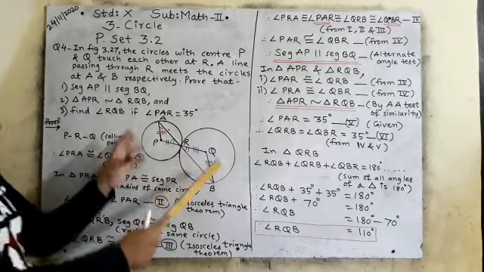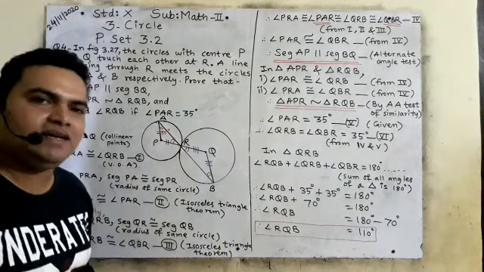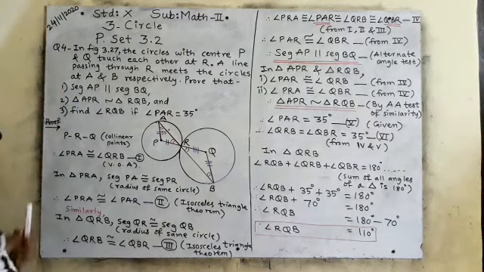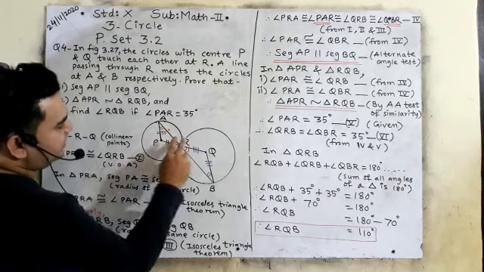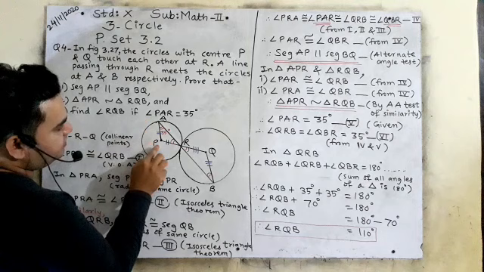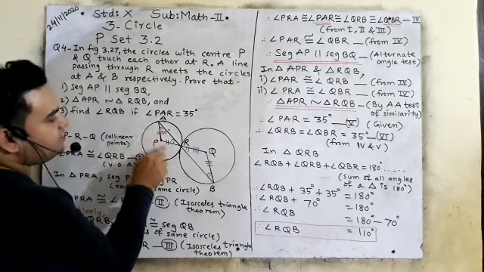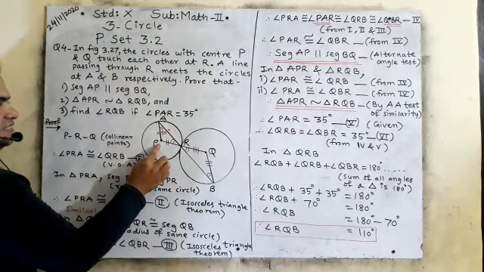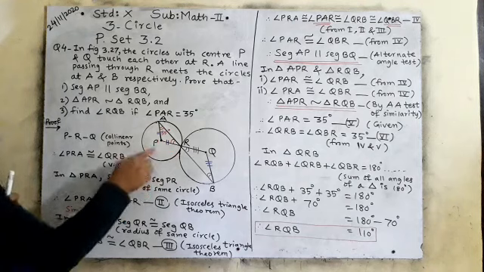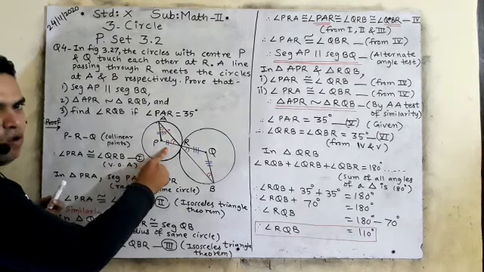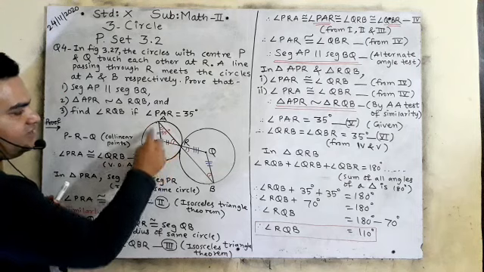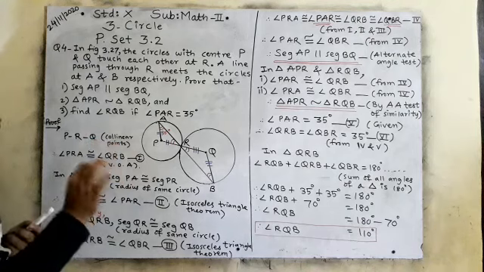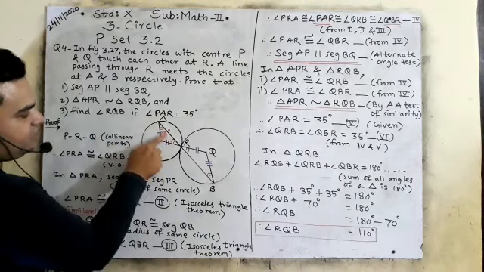See my dear students, in this figure I have made some identical marks. First I will explain this, then I will go through the explanation. Can you see these two identical lines? It means segment PA and segment PR are radii of the same circle. So PA is equal to PR. Therefore this side and this side will be congruent. So this triangle APR is an isosceles triangle.